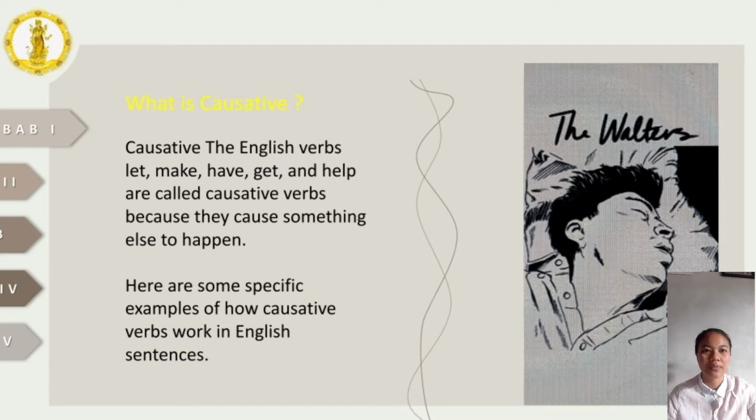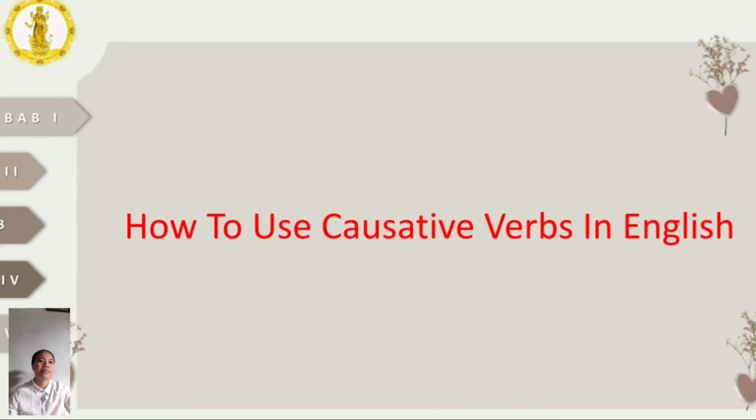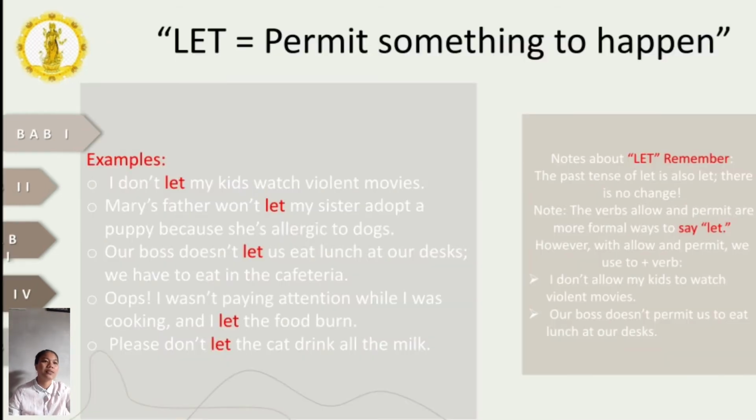First, what is causative? The English verbs let, make, have, get, and help are called causative verbs because they cause something else to happen. Here are some specific examples of how causative verbs work in English sentences. The first one, how to use causative verbs in English. Let is to permit something to happen.